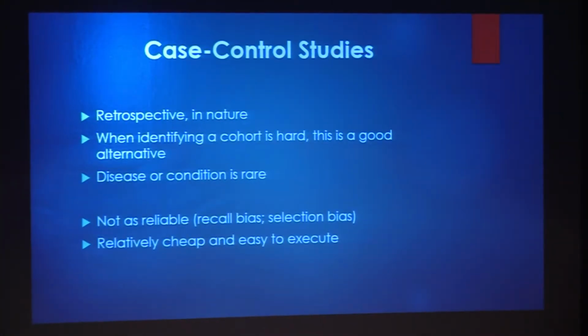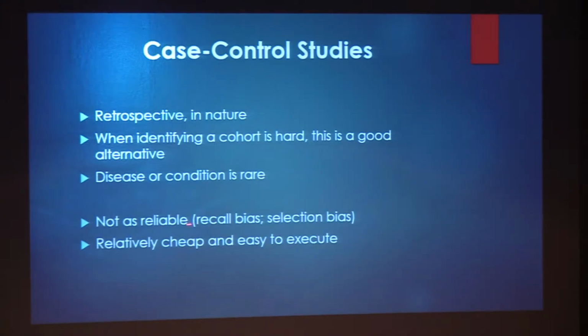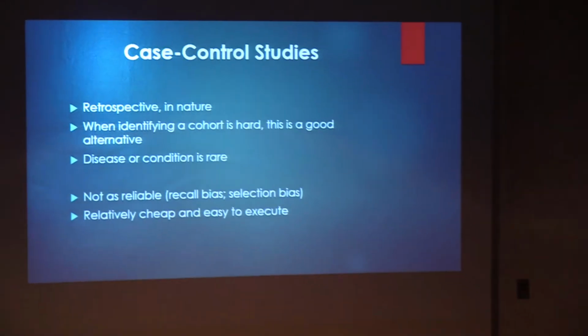This is a very good alternative when you cannot easily identify your cohort. The disease or condition has to be rare as usual, but it is not as reliable. The biggest issue here is the recall bias and selection bias. How do you select cases and controls? That's the biggest issue. You can spend a whole semester talking about these two biases in the design and analysis of case control studies.